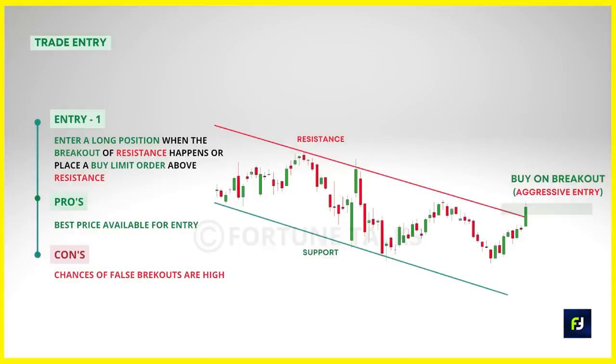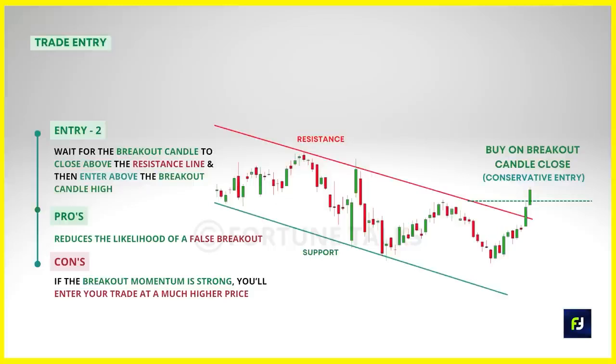Let's say the price broke above the resistance trend line. Now, if you're a very aggressive trader, you can take a long position as soon as the price breaks above the resistance trend line. But this is a risky business, as it could end up being a false breakout and you will be trapped. So it is always ideal to wait for the breakout candle to close above the trend line and then enter on the opening of the next candle or above the high of the breakout candle. The downside is that the breakout could be too strong and you will end up buying at a much higher price.